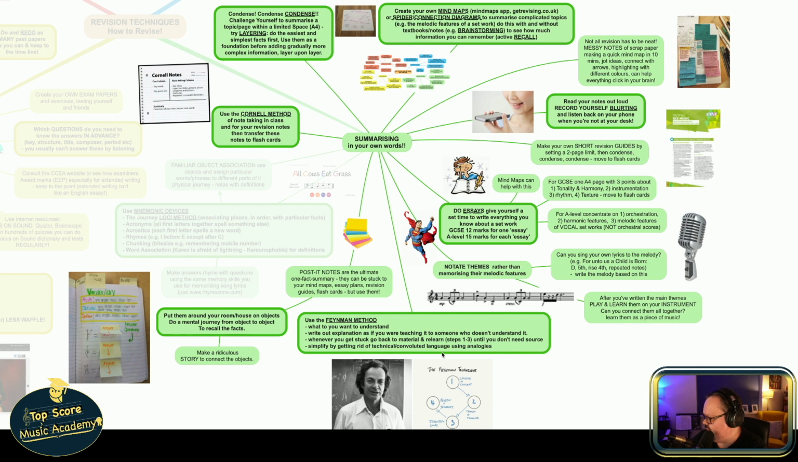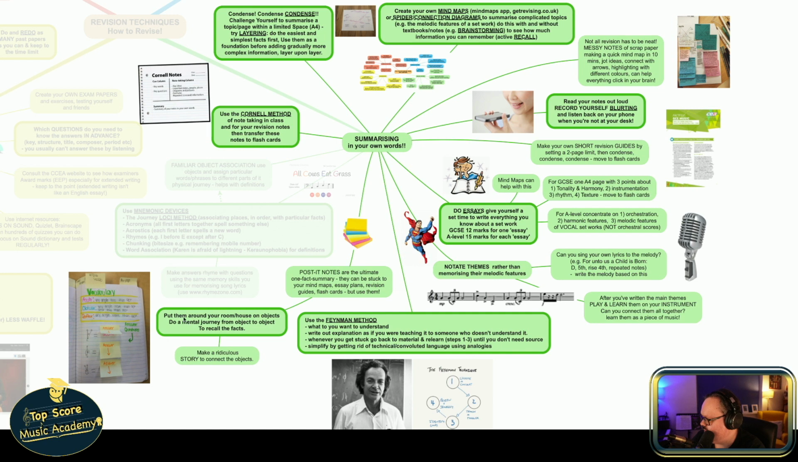Yep. Post-it notes are the ultimate one-fact summary. They can be stuck to your mind maps, they can be stuck to your revision notes or your exercises or anything at all. Your mind maps, essay plans, revision guides, flashcards, but you should use them properly. So you can see here in this picture that the answers are underneath the post-it notes in this person's class notes. I think that's really clever actually. So that's a pretty good way of doing it.